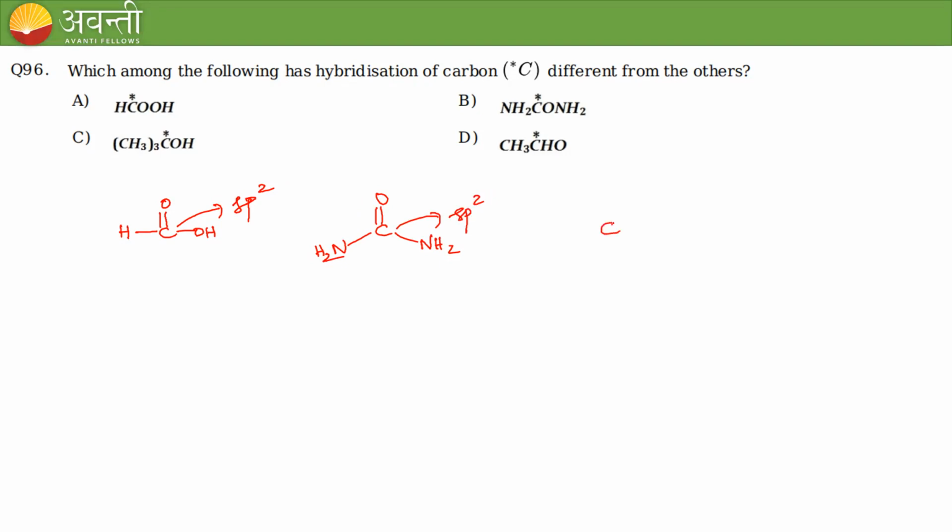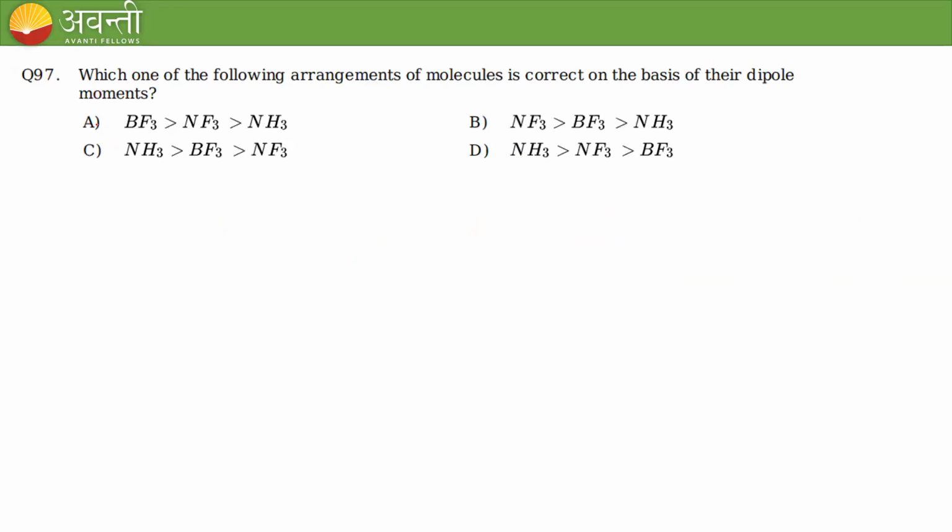Coming to option C, a single carbon is bonded with 3 methyl groups and 1 OH. Here all the bonds are sigma bonds, so the hybridization is sp3. Coming to option D, it is CH3CHO, so CH3, C double bond O. The double bonded carbon will have sp2 hybridization. So the one that has hybridization different from the others is option C. Option C.